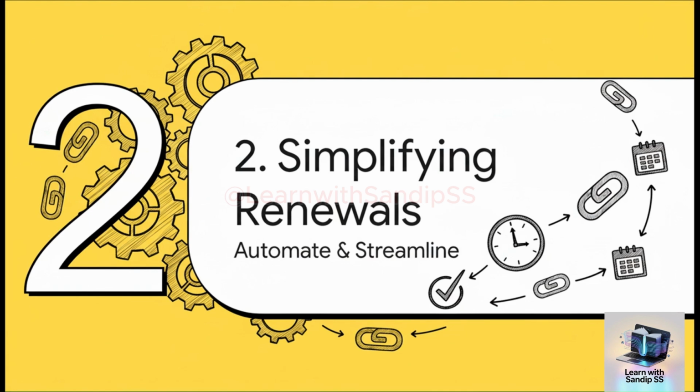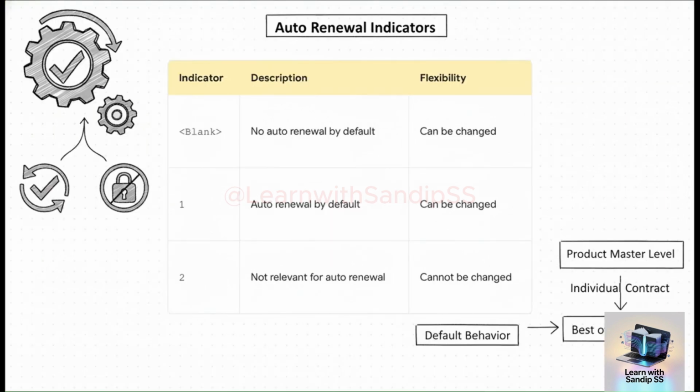Okay, on to our second power tool, which is all about simplifying contract renewals. You know the pain. Manually tracking every single contract, trying not to miss a renewal date. It's just a nightmare, super inefficient, and so easy to make a mistake. We can definitely do better. The system gives you some really precise control here with these auto-renewal indicators. You set them at the product master level, so you can decide if a product should auto-renew by default, not auto-renew, or just disable it completely.